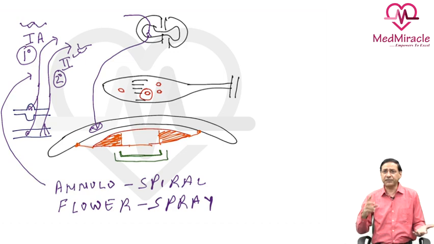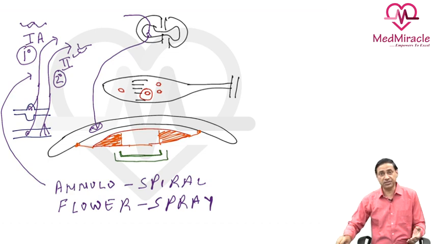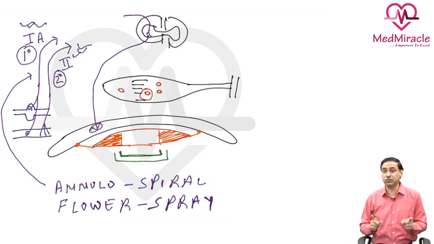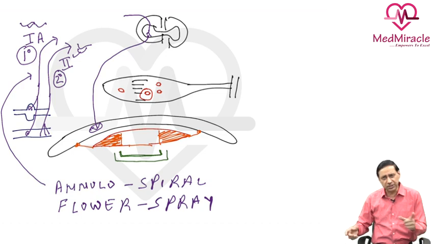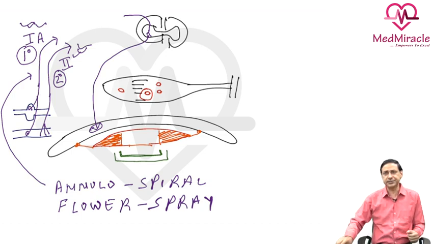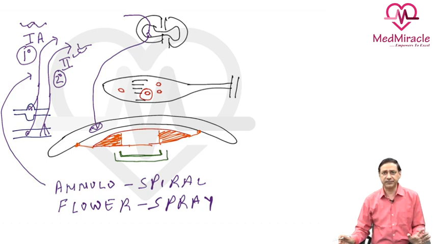This is the stretch reflex. After how much time will it contract? 19 to 24 milliseconds for knee jerk. For ankle jerk, obviously it will be more than that, because the signal comes from a greater distance and goes back a greater distance. For knee jerk, it is 19 to 24 milliseconds. Is it clear? This is the stretch reflex.